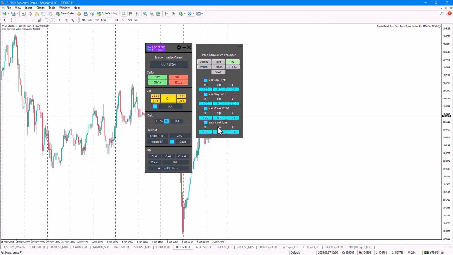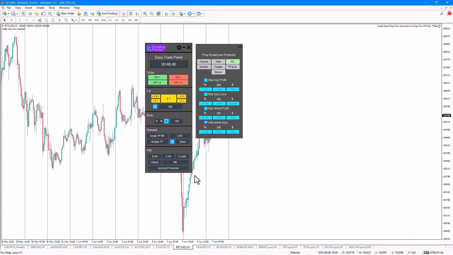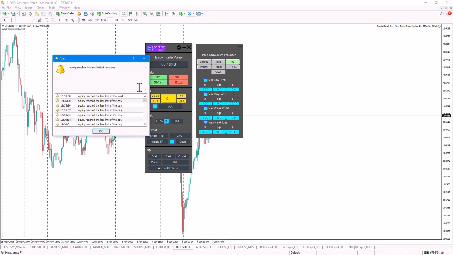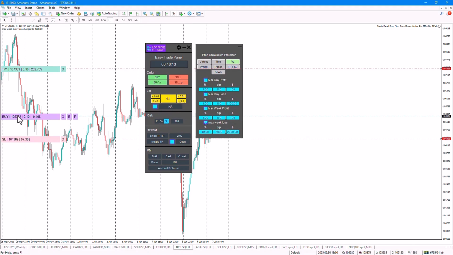For example, for the maximum weekly loss, I also activate this option so that this limit warning is issued for me in order to allow me to enter a trade. Here, I set my maximum weekly loss based on percentage at 10%, set the point amount at 5,000 points, and set my dollar loss at $2,000. After that, I click the confirm option and execute my trade.